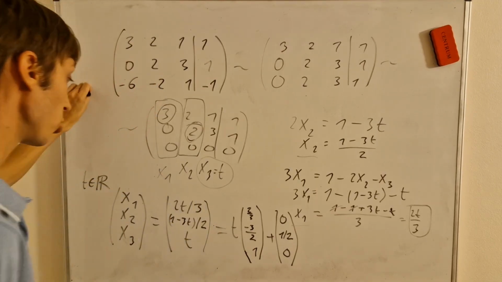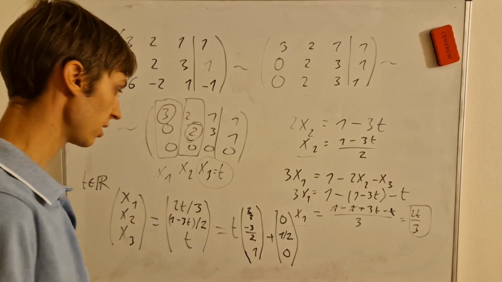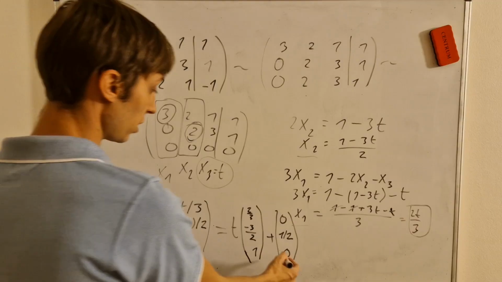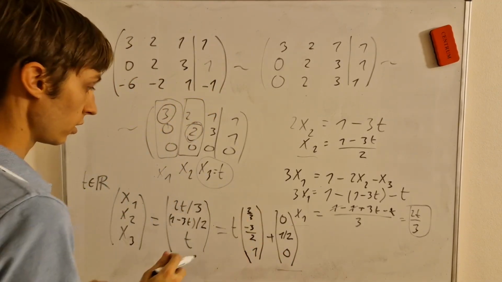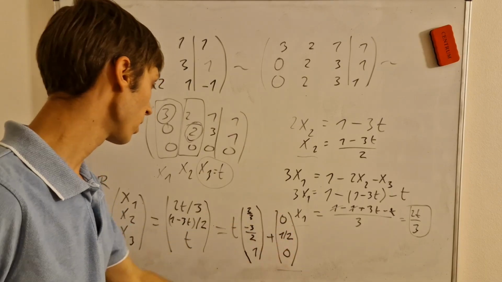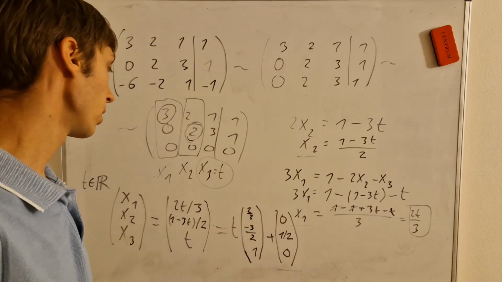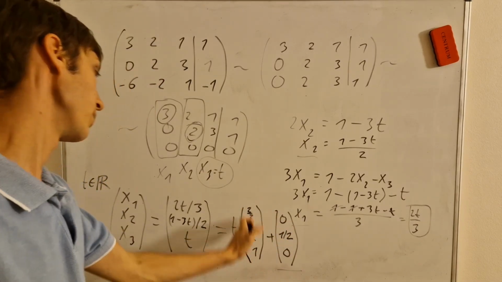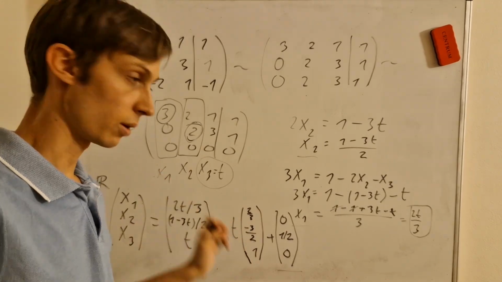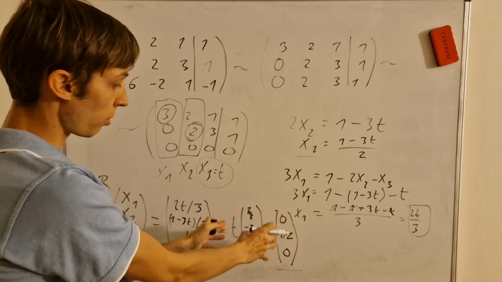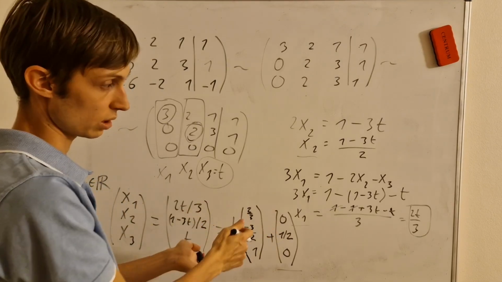Alright, so we see the solution for this linear system will be a line that goes through this point, and then it has the direction of this vector. So you go through this point, then you continue in the direction of this vector at any real number multiple of it. Alright, so this represents all the points of the line that's the solution to this system.